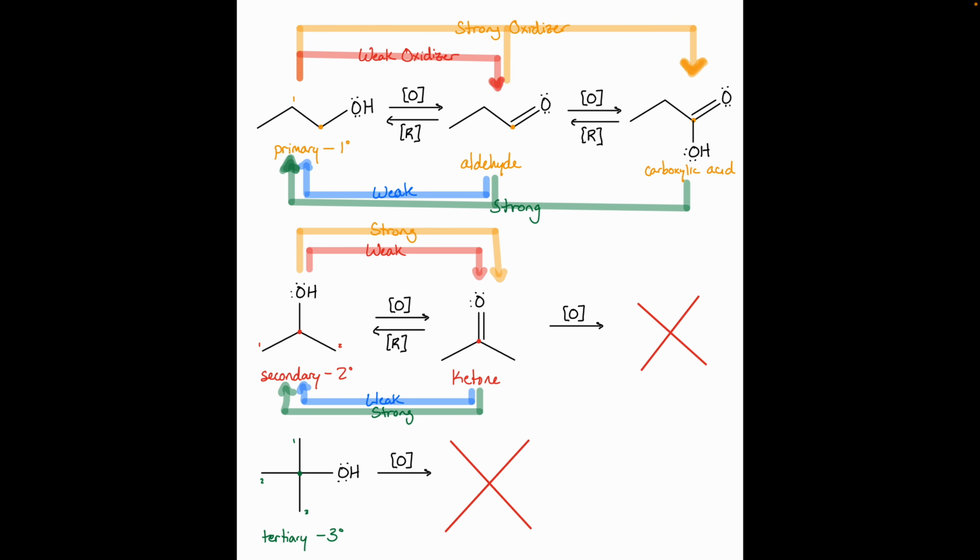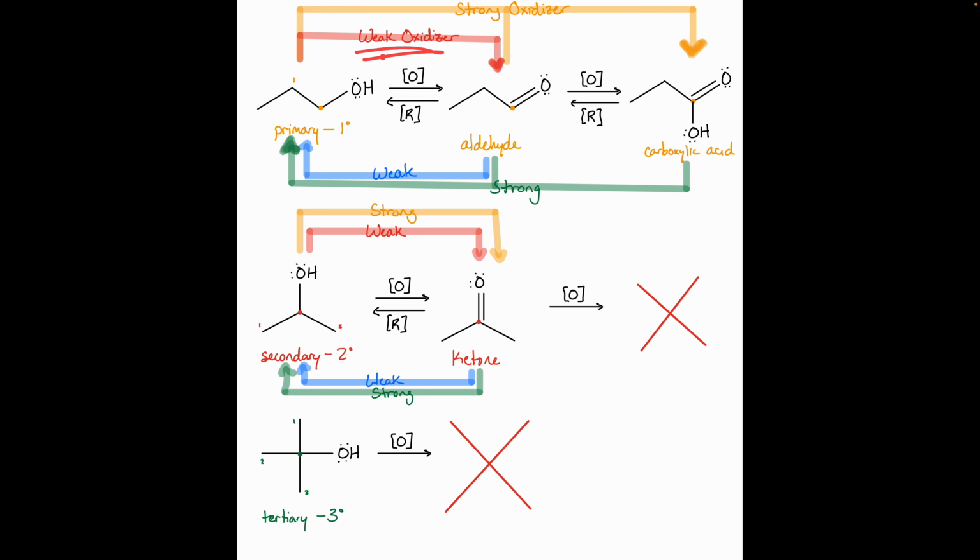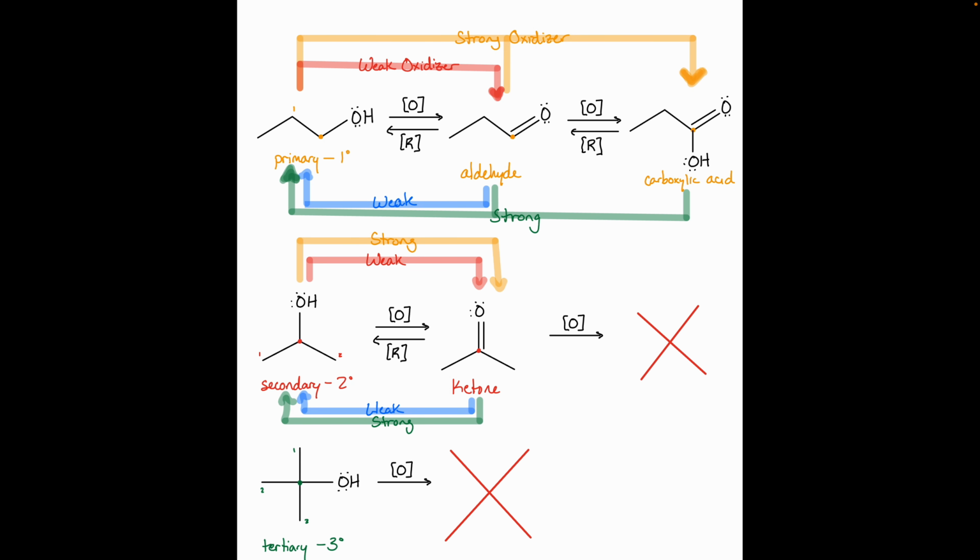Cool. All right, so just kind of a little bit of a cheat sheet here. Primary alcohols can be oxidized to aldehydes, which can be oxidized to carboxylic acids. Secondary alcohols can be oxidized to ketones. Tertiary alcohols cannot be oxidized. All right. If you used a strong oxidizer, you would create a carboxylic acid from either your primary alcohol or aldehyde. If you wanted to convert a primary alcohol into an aldehyde, you need to use a weak oxidizer.